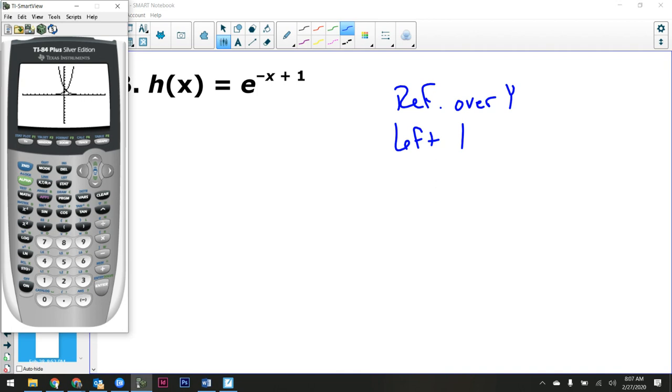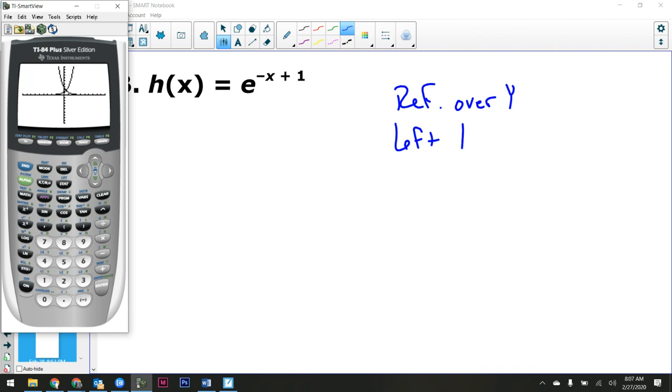So back to math. What happened here? It looks like it got reflected, then moved right one, didn't it? That's weird. Or it actually moved left one, then reflected.